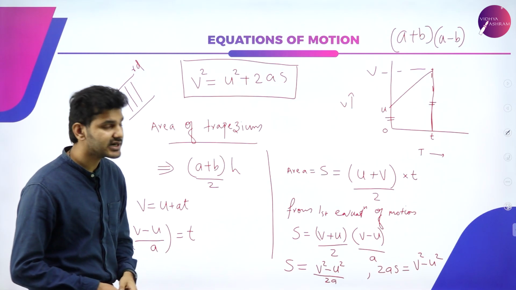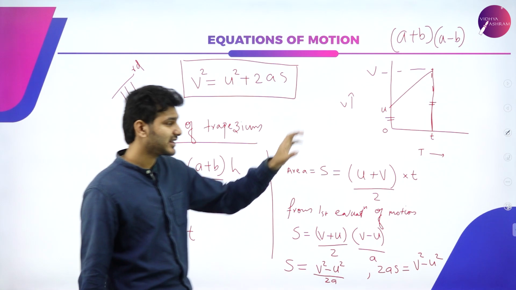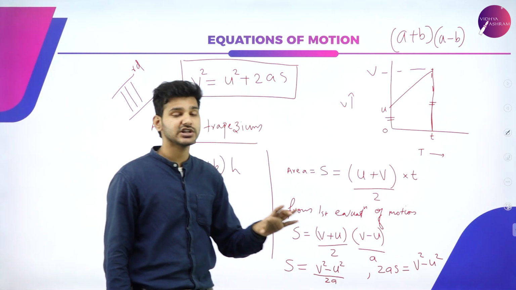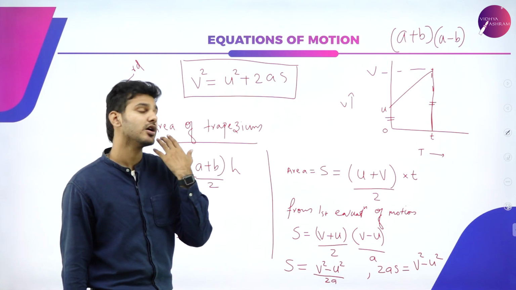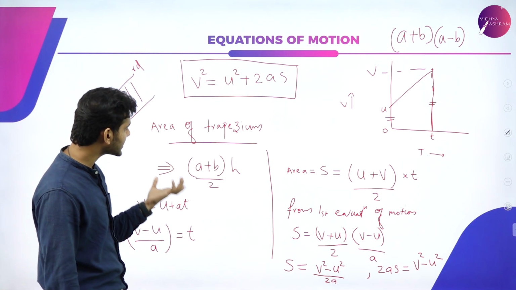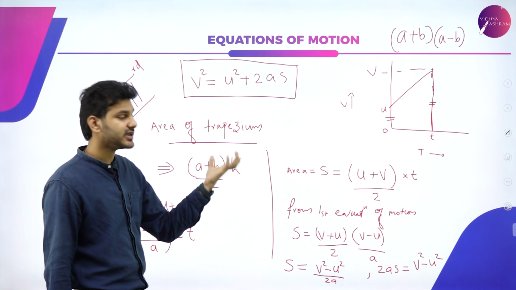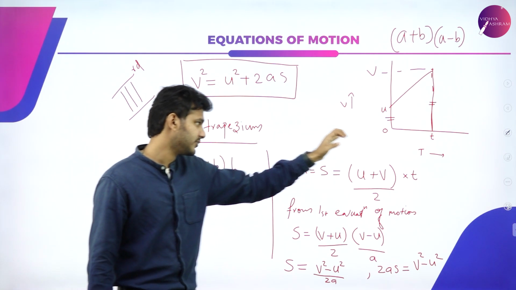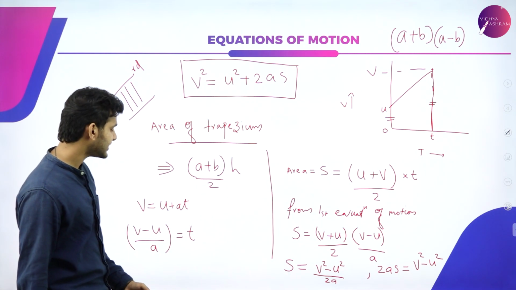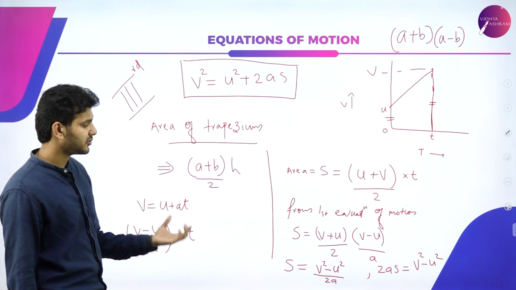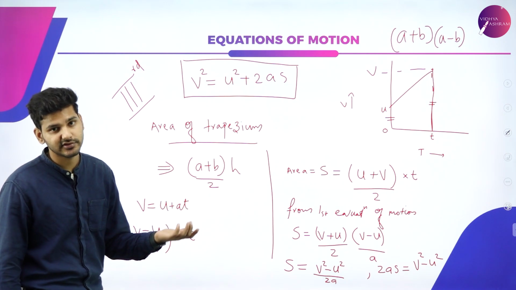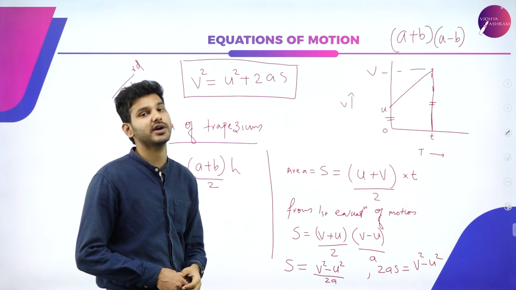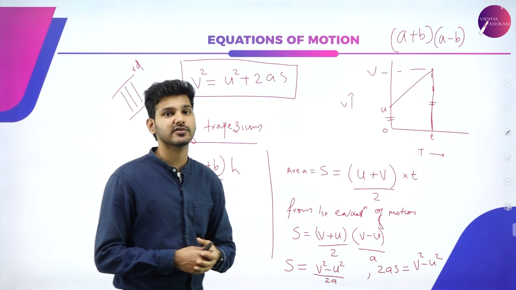And finally, for the third equation of motion, I'm taking the same graph and this particular shape, that of a trapezium or trapezoid. The area of that trapezium is given by (a plus b) by 2 into h, where h is the base height here. Rearranging that equation and substituting from the first equation of motion, we arrive at v square is equal to u square plus 2as. So these are the three equations of motion.